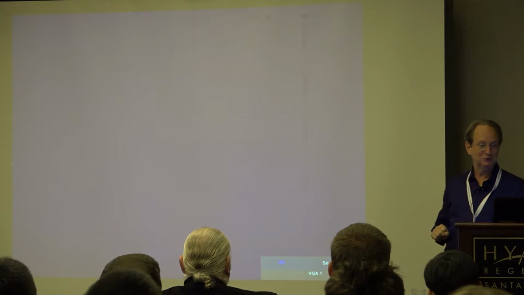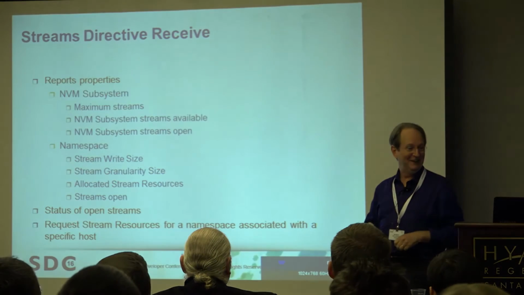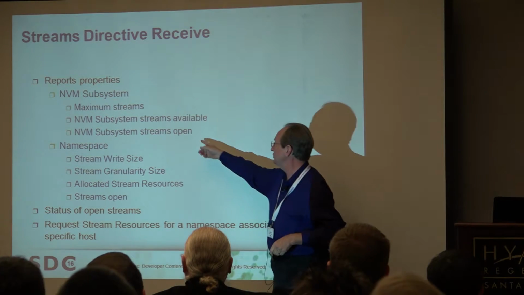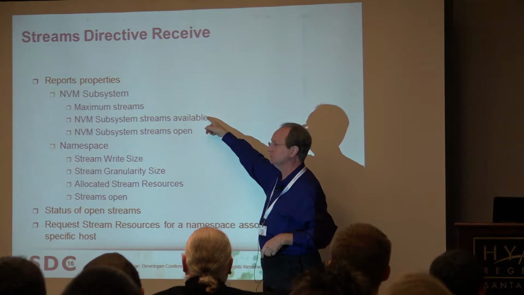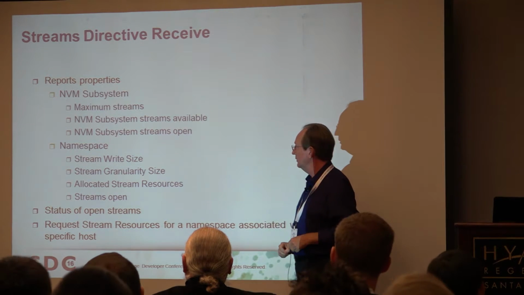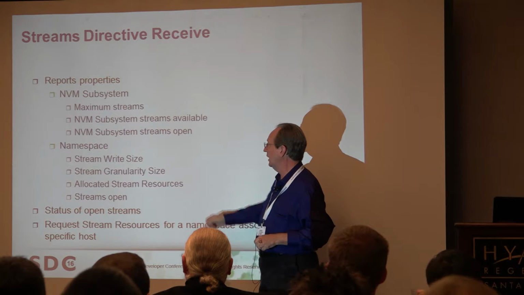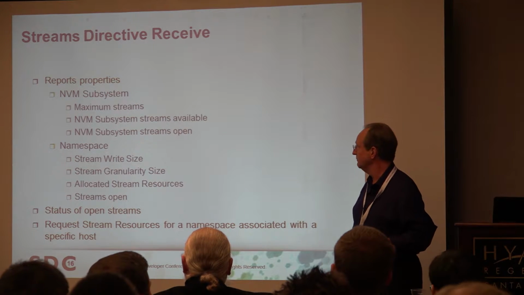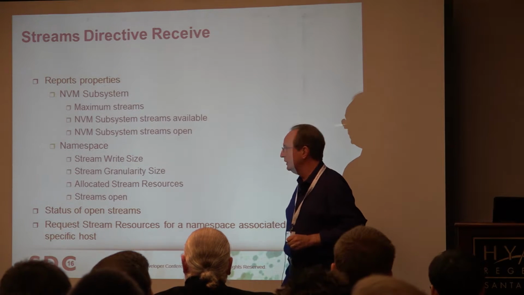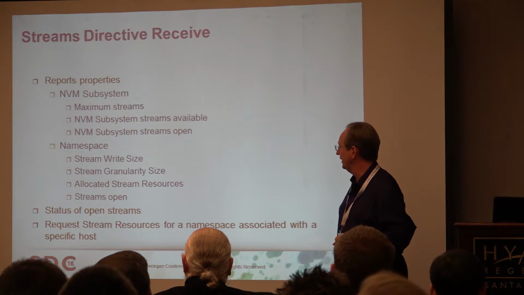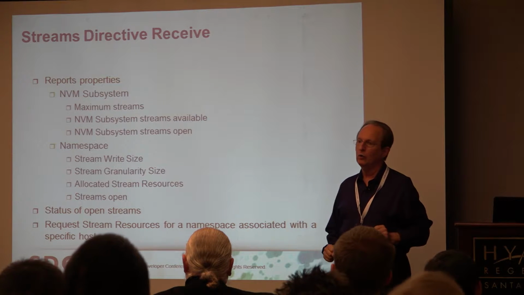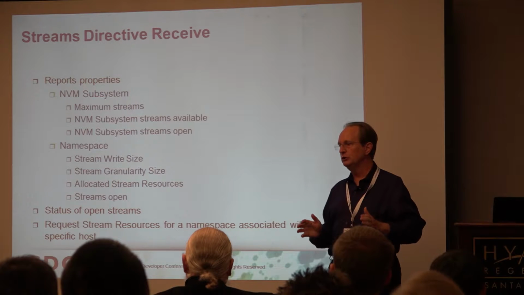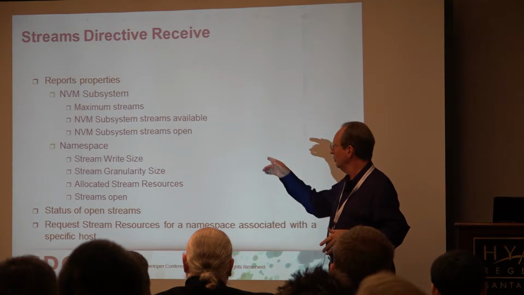The next one that you can see up there is NVM subsystem streams open. This is how many streams have been open out of this particular pool. Then you have another set of information that comes back on a per namespace basis. You have a stream write size and a stream granularity size. And what these are is the optimal write size that you should be using when you write to a stream within the namespace.